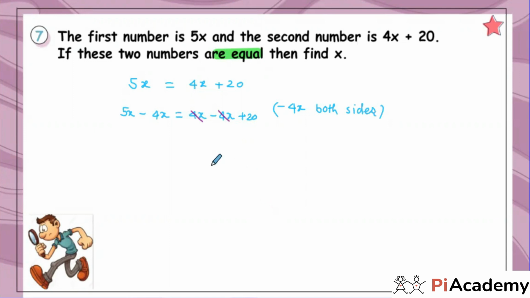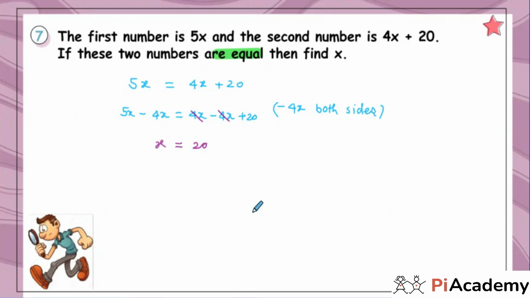So it's a very clear, very easy question. 4x plus and minus 4x, that is going to be cancelled. Cancel, it means what? They are 0, okay? Because they are opposite to each other. 0 plus 20, that is just a 20. And here you can see, as per the combining like terms, 5x minus 4x, that is the x, and x equals to 20.